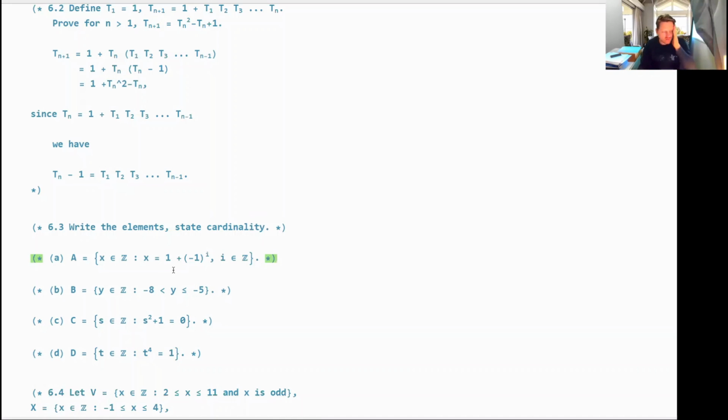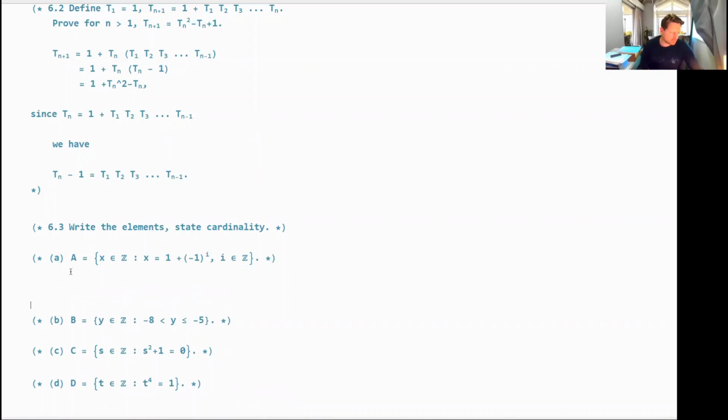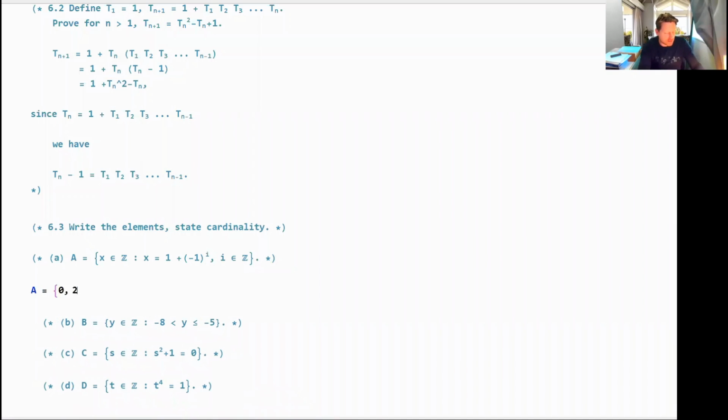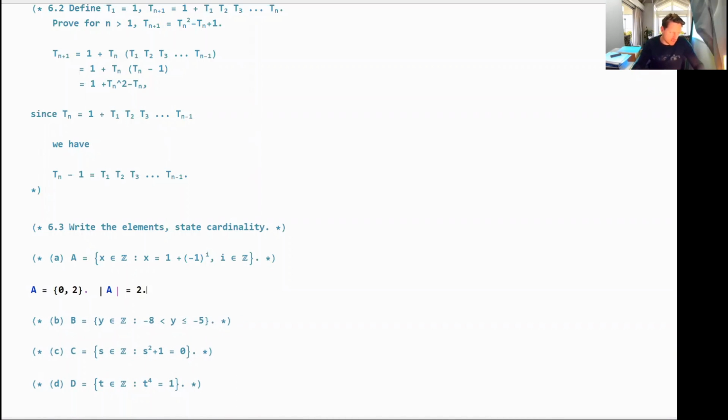Okay, so when we enumerate the elements of this set, when i is an odd number, we have minus 1, and 1 minus 1 is 0. But when i is an even number, we have plus 1. So we have either 0 or 2 in our set, right? So A is the set containing just 0 and 2. And then the cardinality of A, well, it just counts how many elements are in that set, and clearly there are only 2 elements there.